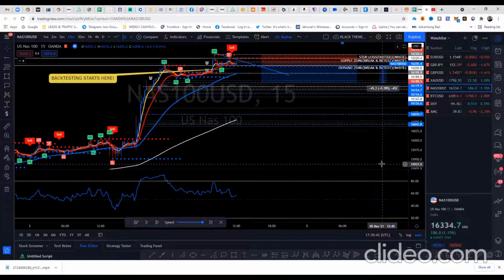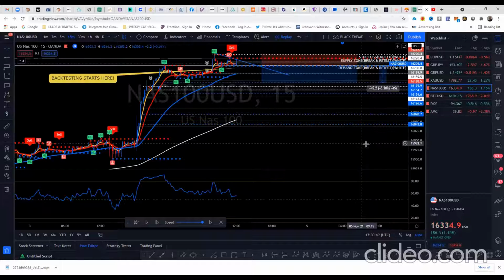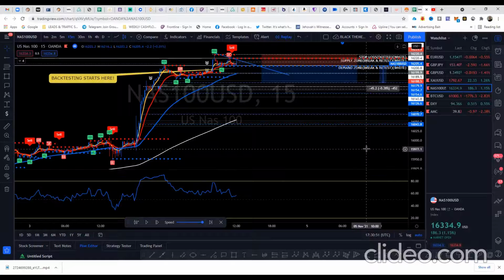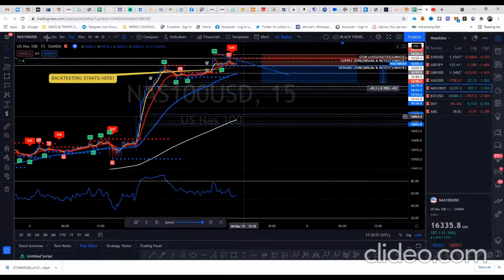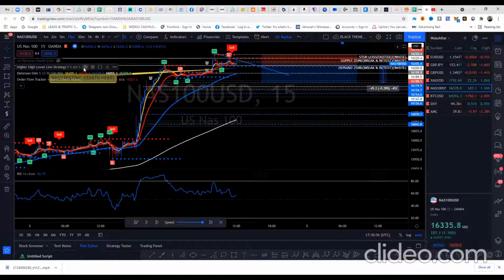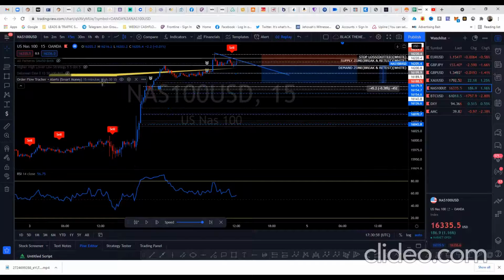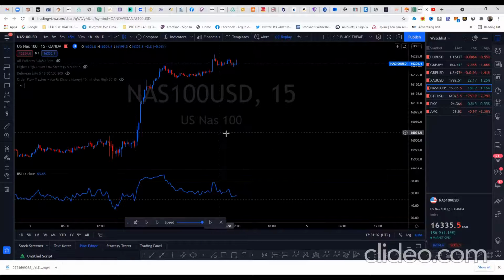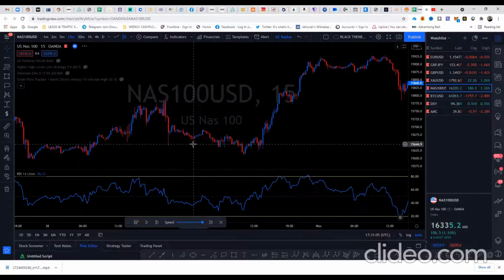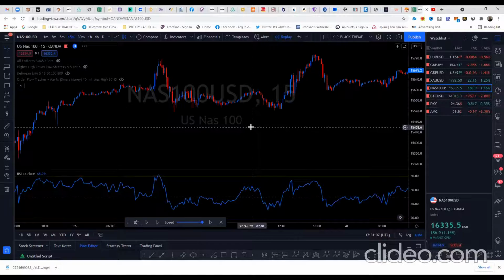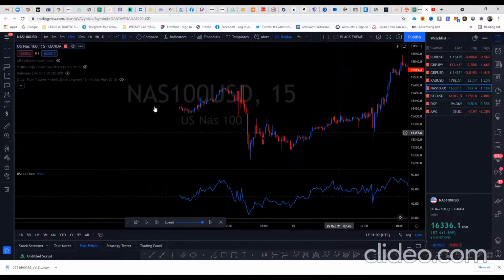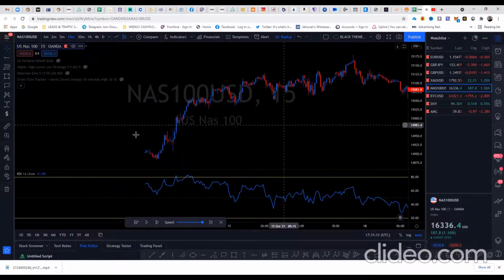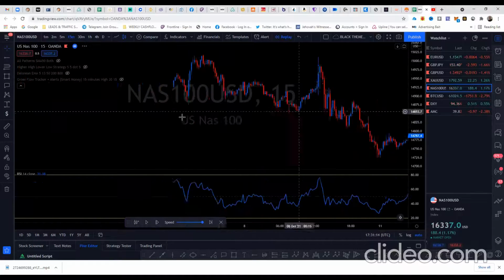Typically when I'm doing my markups, I start marking up the 15-minute to the 4-hour time frame. This is me marking up market structure. So let me turn all my indicators off and get started on this process. I'm going to erase everything, then go all the way back to the beginning of the chart. That's when I start marking up from the 15-minute to the 4-hour.